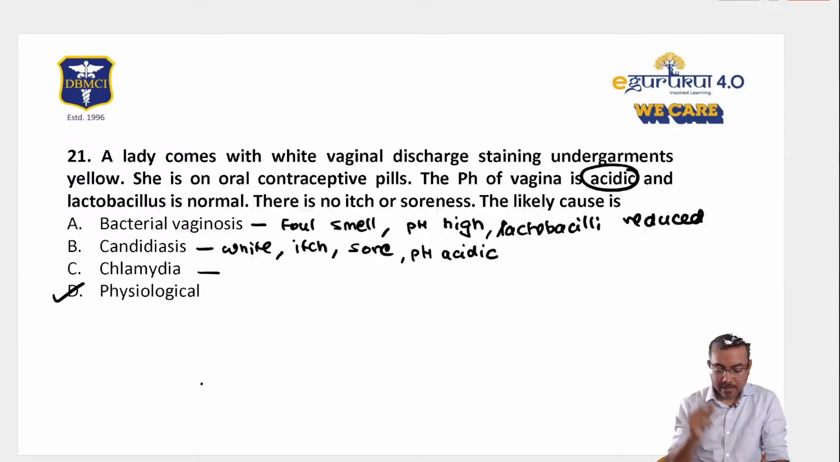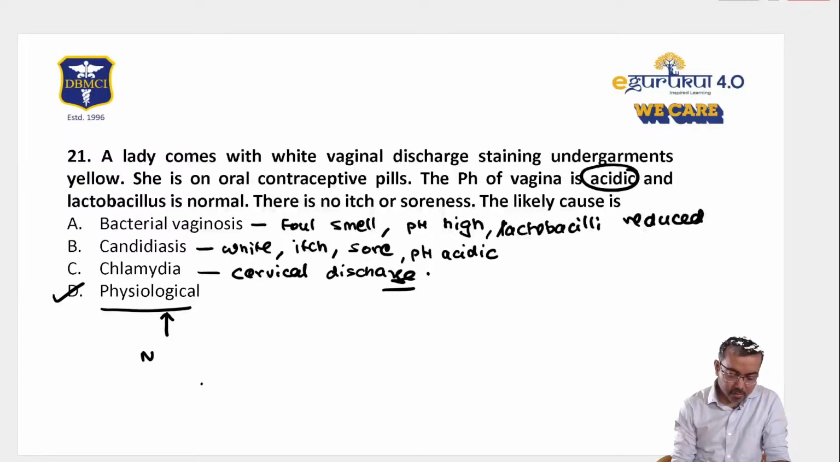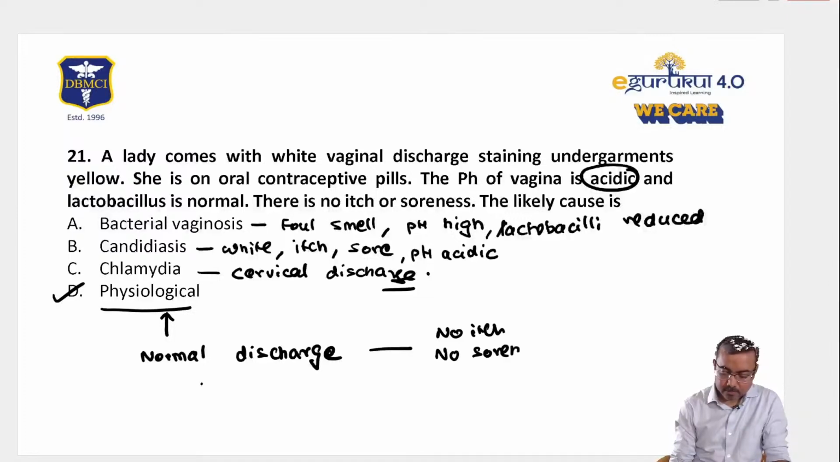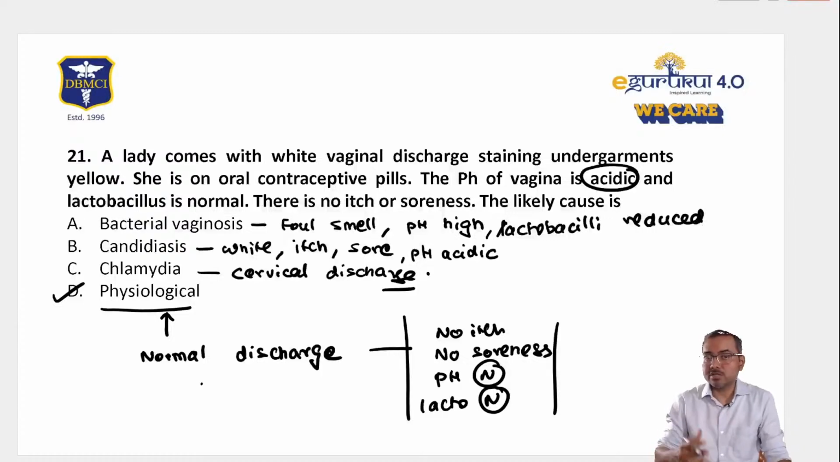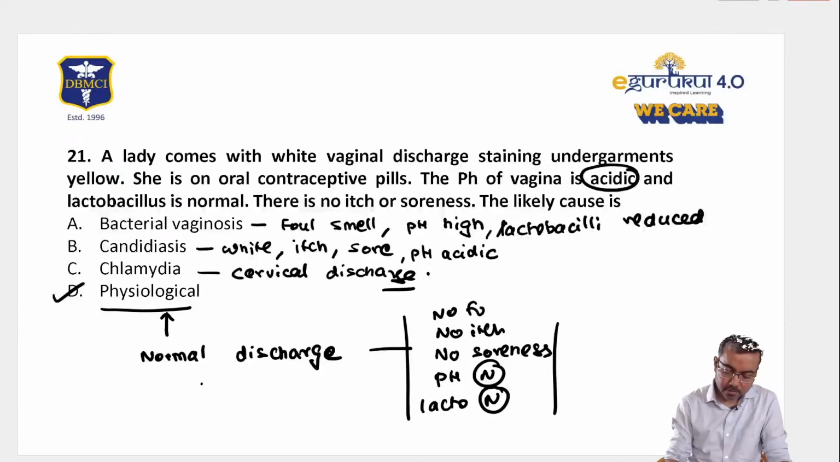Chlamydia is also going to be a symptomatic discharge. It's not vaginal, it's actually more cervical discharge, but it's symptomatic again. Physiological is when you have normal discharge, and that can happen in females on oral contraceptive pills. How do you identify normal discharge? No itch, no soreness, pH is normal, lactobacillus is normal. So don't tell the patient she has a disease, it's not a disease. And one more thing is no foul smell.